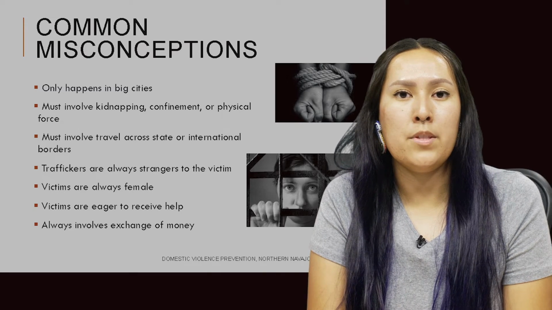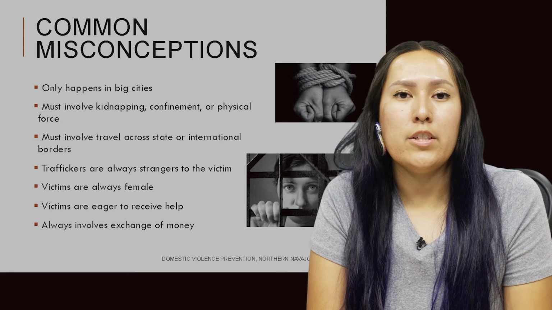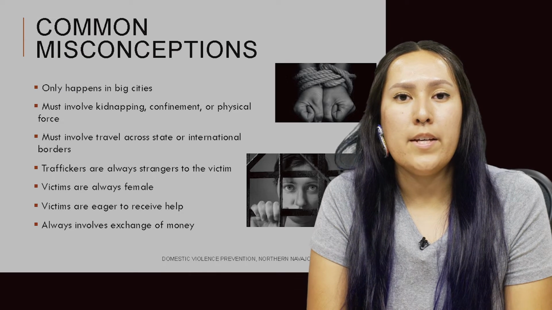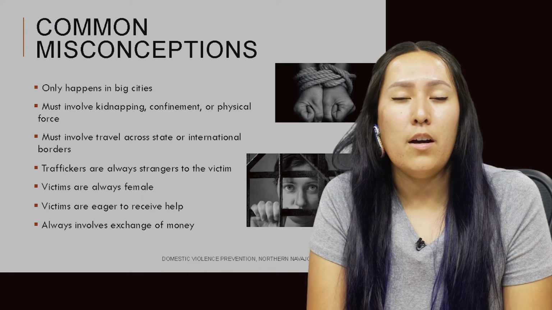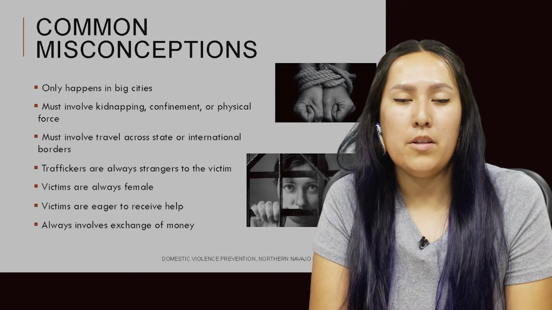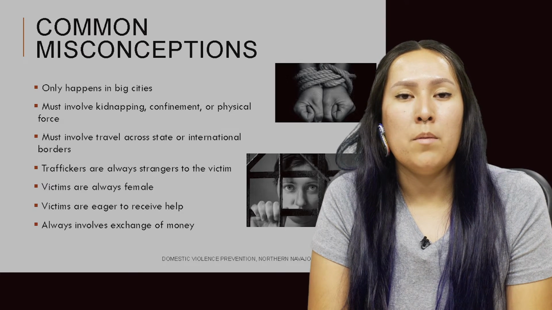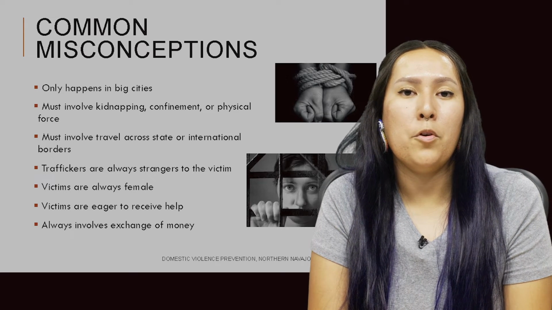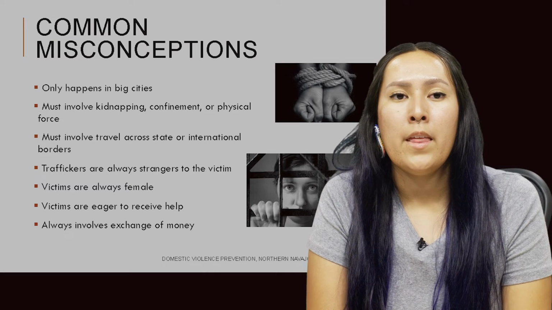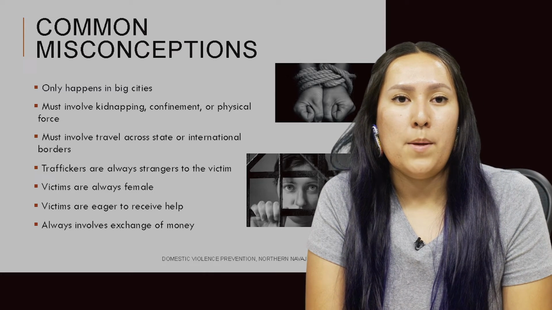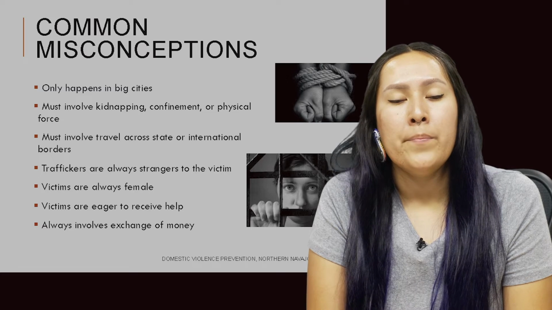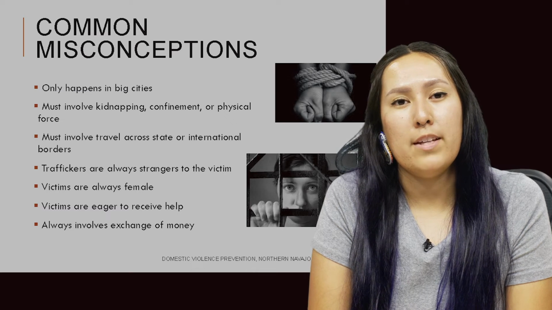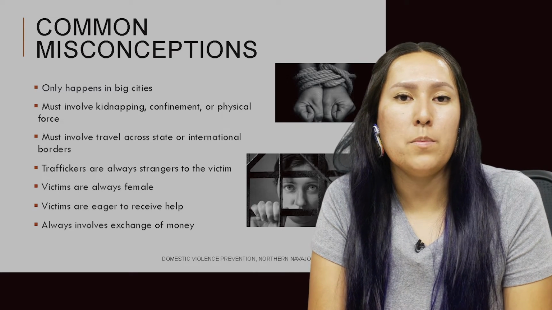That's another misconception. We think that these traffickers are scary strangers who we don't really know. But oftentimes, sex trafficking victims are getting trafficked by somebody they know, whether that's a family member, an intimate partner, or maybe someone who started off as a friend and then ended up grooming them and taking advantage of them. Another common misconception is that victims are always female. We do know that this is false as well. There are a lot of female victims in sex trafficking, but males can also be victims as well.